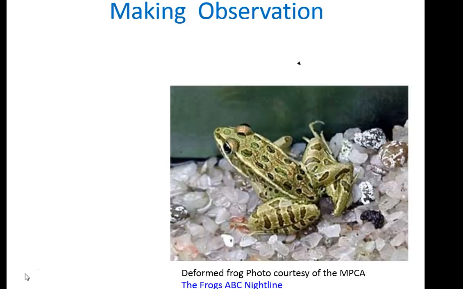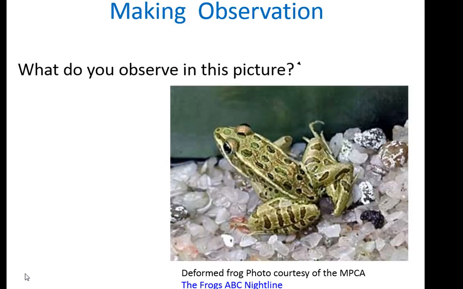So here's a picture of a frog. What do you observe? If you see that it's a frog, doesn't a frog have 4 legs? These frogs were observed in Minnesota near ponds, and a lot of people were alarmed that there were not just 1 or 2 frogs with deformities, but a lot of deformities. And the big question would be, what is causing these deformities? Is it something that can affect people?